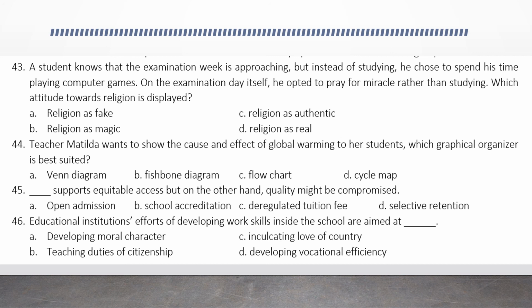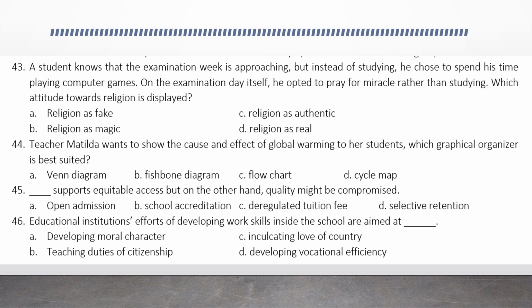44. Teacher Matilda wants to show the cause and effect of global warming to her students. Which graphic organizer is best suited? Cause and effect. Letter B, fishbone diagram. The Venn diagram is for compare and contrast. A flow chart shows a particular process: what's the first step, second step, and the last step. A cycle map shows a cycle, for example, the water cycle.